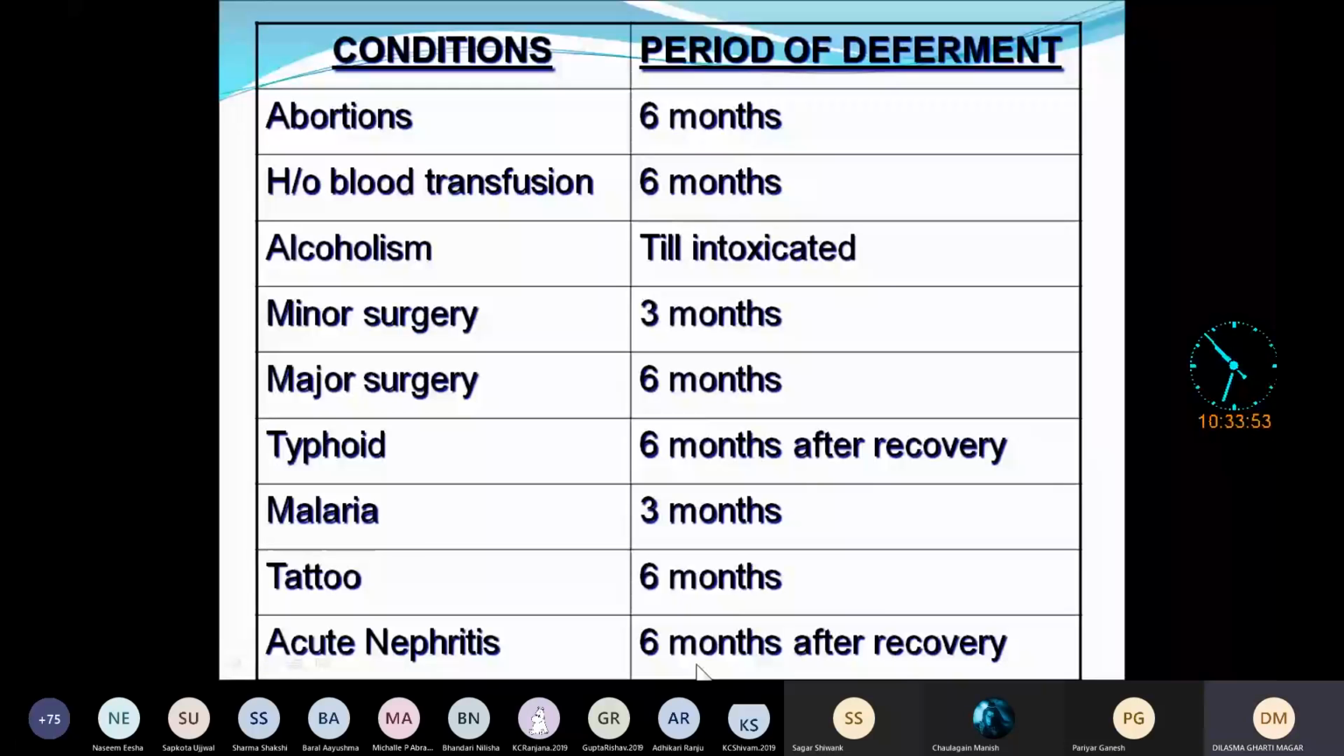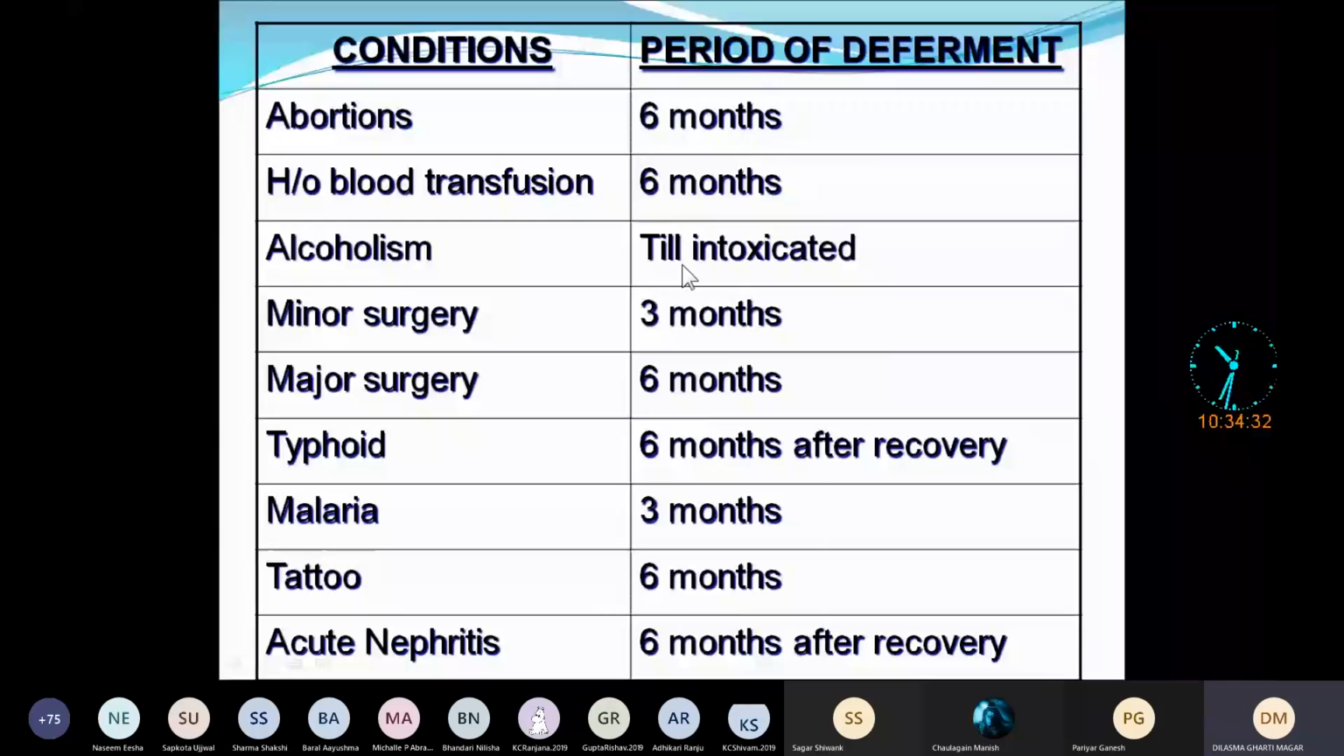Understood here? So I'll repeat the slide once again. In case of abortions, we will not take blood, the period of deferment is 6 months. And whenever there is history of blood transfusion, we will not take blood for 6 months. And in case of alcoholism, till the person is intoxicated. If the person is having signs and symptoms of alcoholism, and if he says the recent history of alcoholism, like within 1 or 2 hours, then that time we will not take. Here it is written till intoxicated, usually we will say 24 hours.